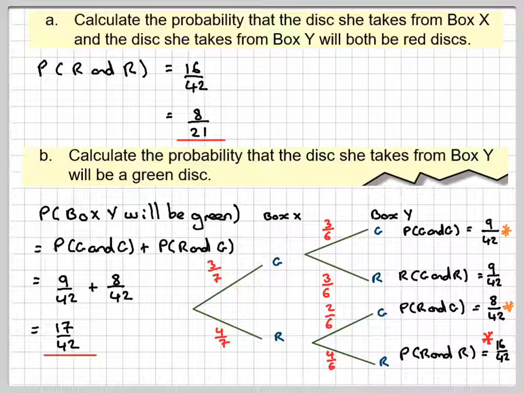So this has been a video to show you how to solve a probability problem using a tree diagram. I hope you've understood, and I thank you very much for watching.